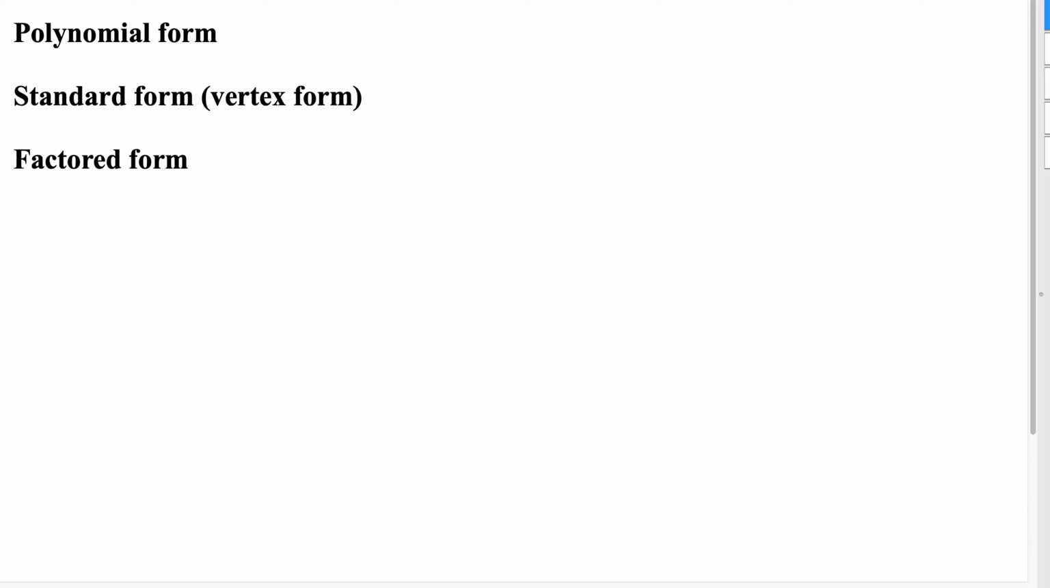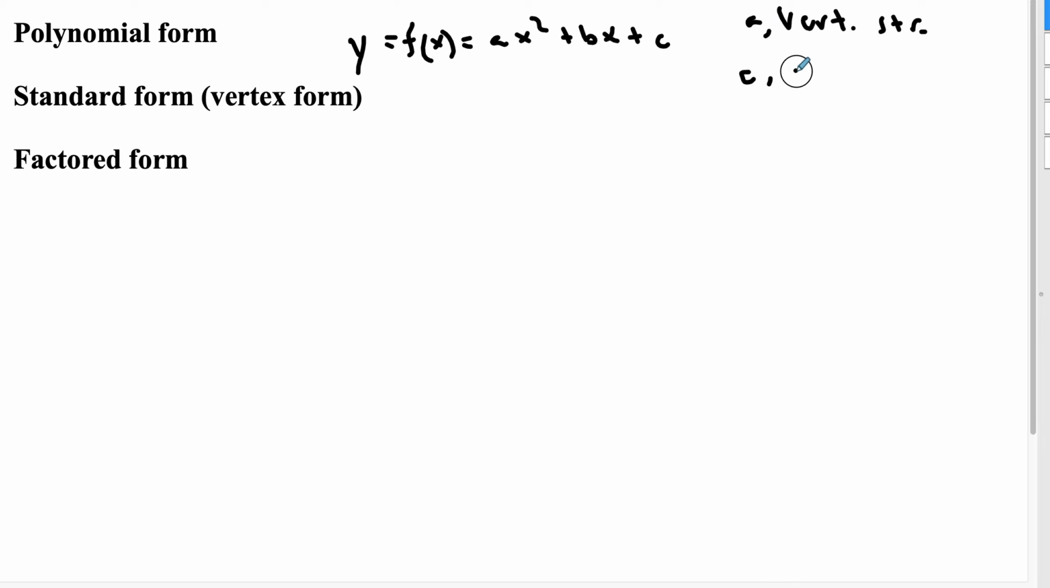There are several different forms of a quadratic. We'll go with our good old function notation, of the general form ax squared plus bx plus c. That would be the polynomial form. I'll give you a hint. C is the y-intercept, okay? A is the vertical stretch, if you remember that. So let's write that down. A is the vertical stretch. C is the y-intercept.